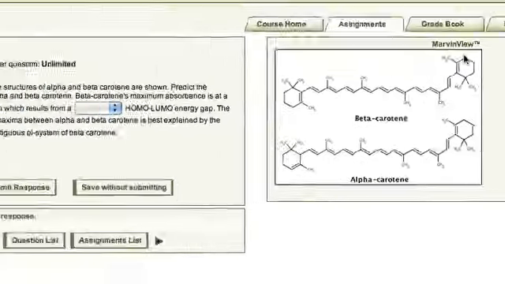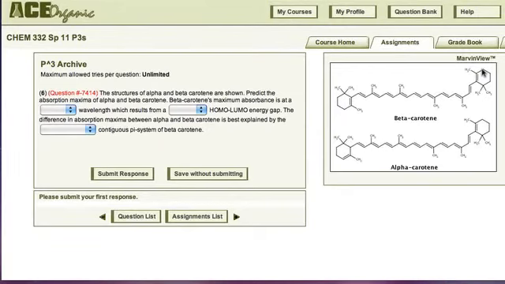So what are the properties of longer pi systems, right? Well, they have smaller HOMO-LUMO gaps, right? So immediately we can go to the second blank and say that the HOMO-LUMO gap in beta carotene, which has the longer pi system, will be lower than the HOMO-LUMO gap in alpha carotene, which has a shorter pi system.